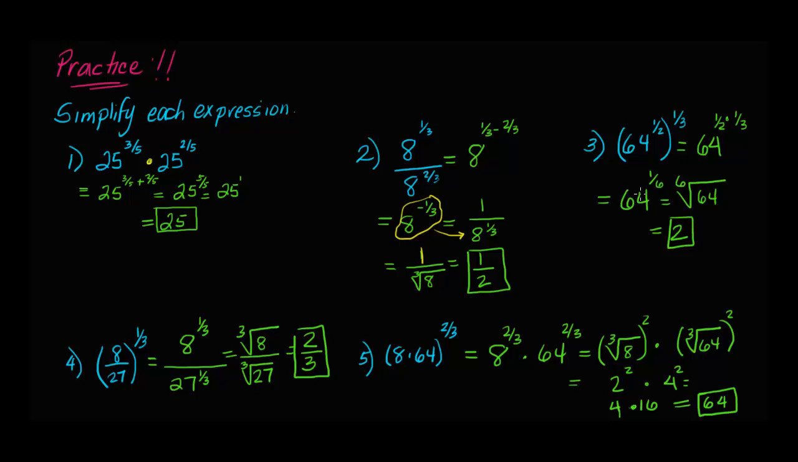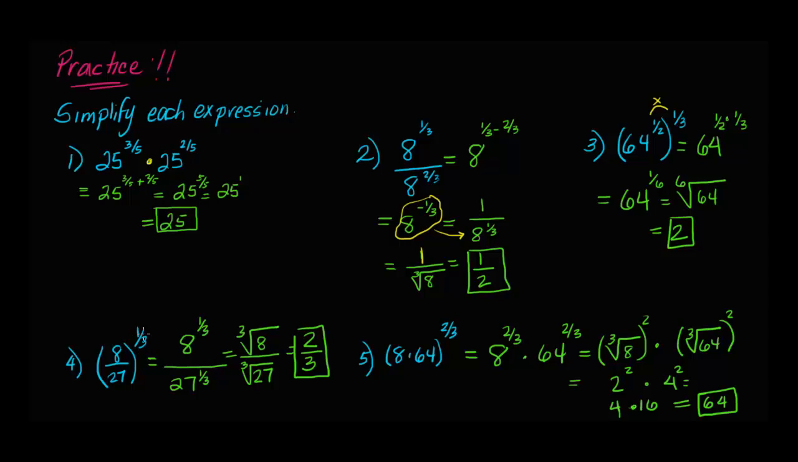So it's 1 over the cube root of 8, which is 1 over 2, because the cube root of 8 is 2. For example 3, I have a power raised to a power. So we said that whenever you have that, we multiply the exponents. So 64 raised to the 1/2 times 1/3 gives you 1/6. And if we change it to a radical, we have the 6th root of 64. And that is 2, because 2 times 2 times 2 times 2 times 2 times 2 is 64.